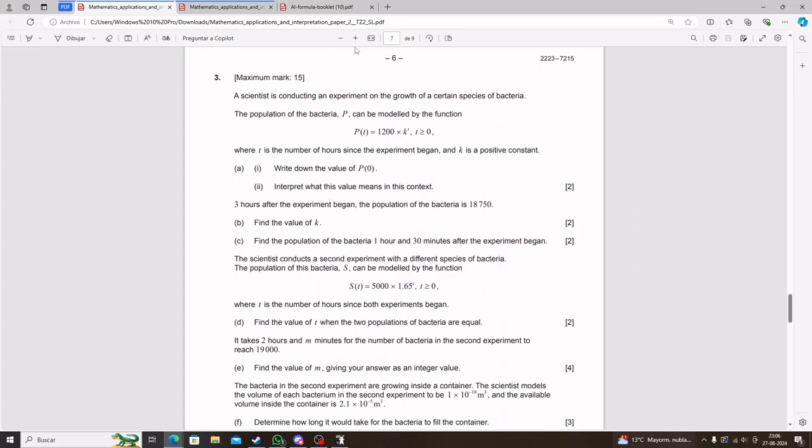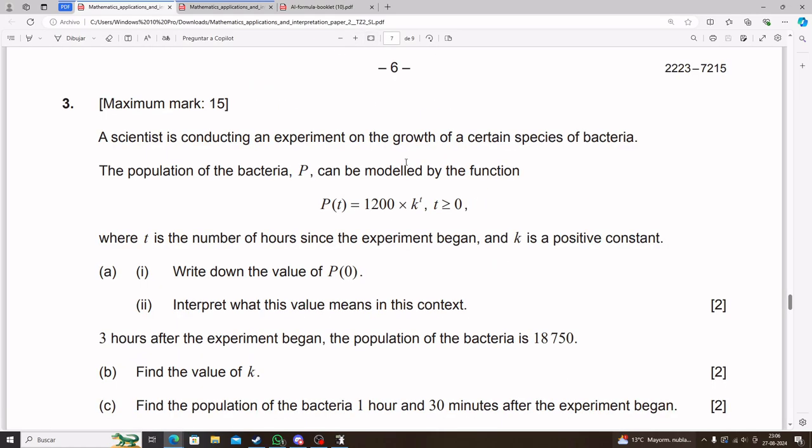The big thing about it, I would say, is that if you're scared of exponents, you're going to have a tough time. But once you get familiar with exponents, number 3 is actually relatively easy. So we have that a scientist is conducting an experiment on the growth of a certain species of bacteria. And so the population of the bacteria P can be modeled by the function blah. Okay? And notice they tell us a couple of things.